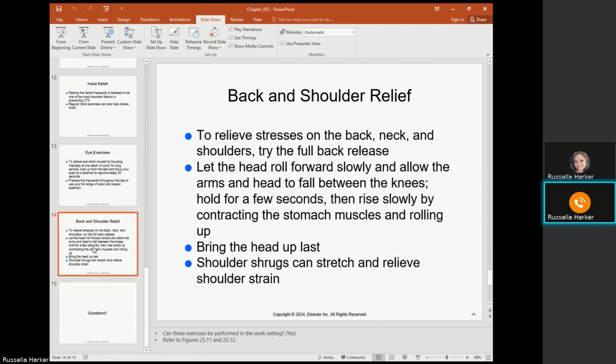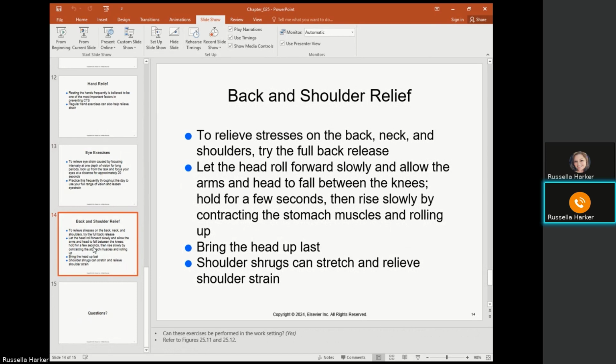So your shoulder shrugs can stretch and relieve shoulder strain. These exercises can be performed in the work setting, and it's very important that you do so. The shoulder shrugs can just be done by raising your shoulders towards your ears and then slowly rotating, then moving your head back and forth.